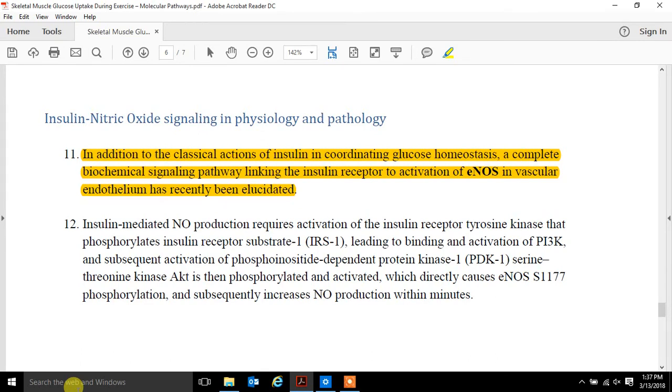So there's some real importance here when you start talking about insulin resistance, not only in its ability to uptake glucose, but also in some of the activation of things like eNOS and endothelial function.